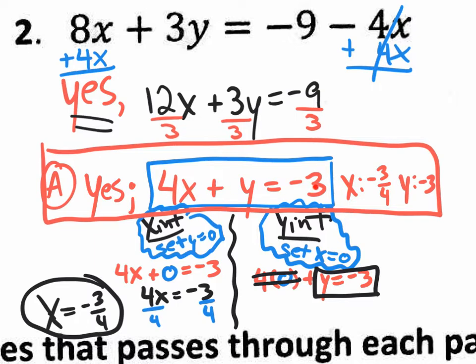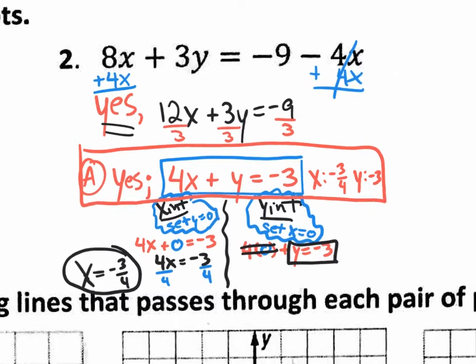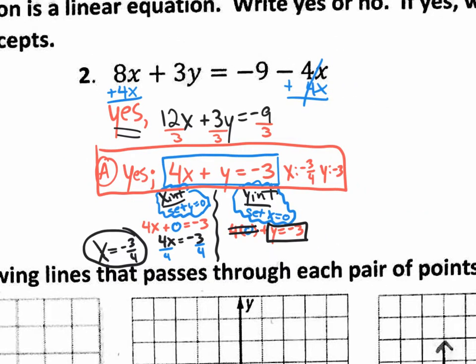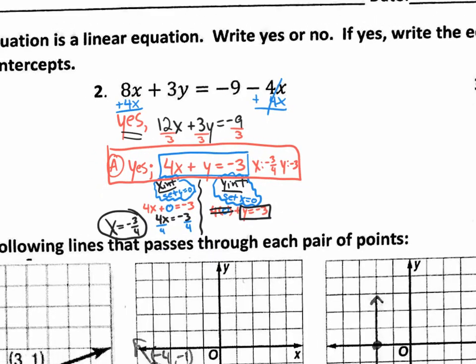And then you find the x-intercept by setting y equal to 0. You find the y-intercept by setting x equal to 0. And those are your two answers right there. The x-intercept is negative 3/4. The y-intercept is negative 3. And there will be 3 of these on tomorrow's Friday's 20 question test. So that's 15% of your grade.